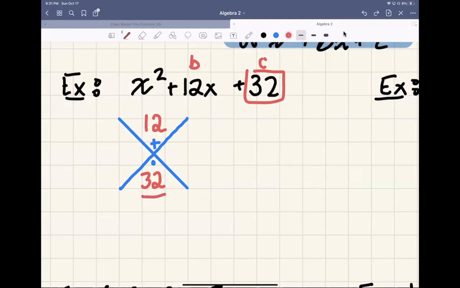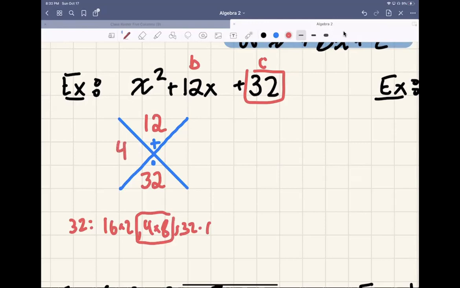What multiplies to 32? Let's write them out. 32 is 6 times, no, it's not 6. My bad. It's even, so we can have 16 times 2. We have 4 times 8, and we have 32 times 1. If you look at 4 times 8, 4 times 8 is 32, but 4 plus 8 is also 12. So ding, ding, ding, we found our answer.